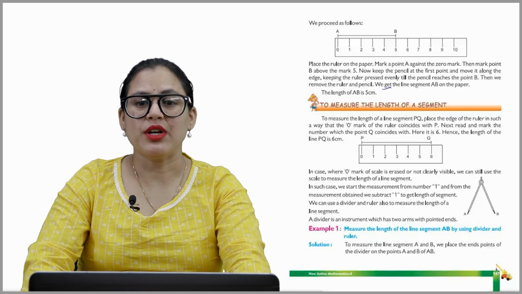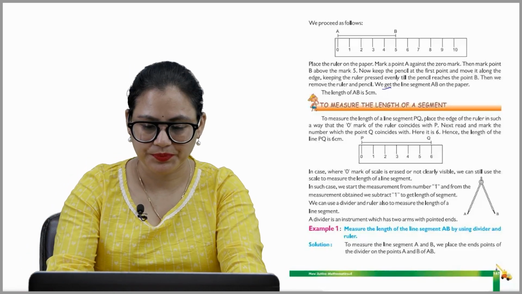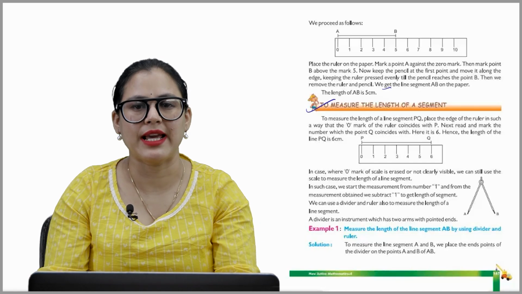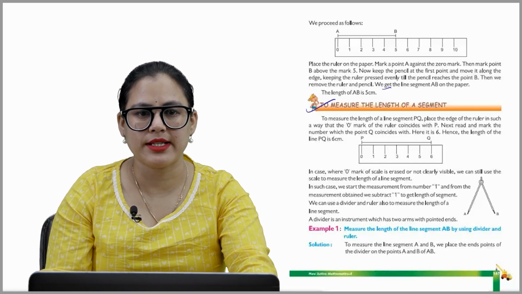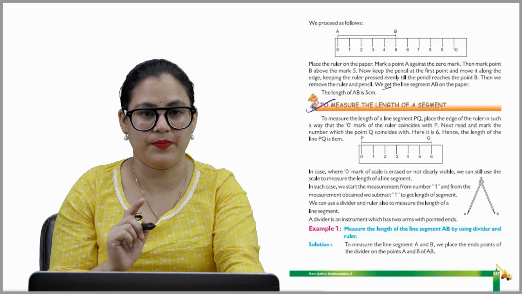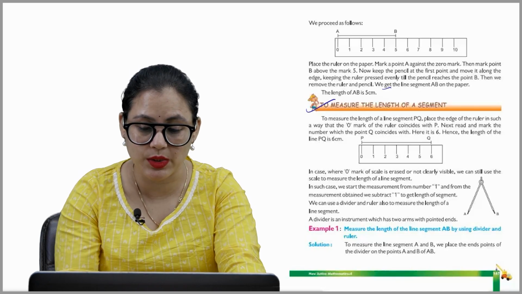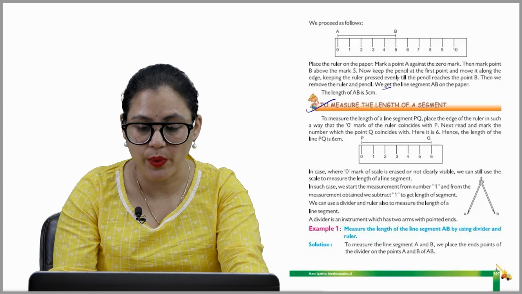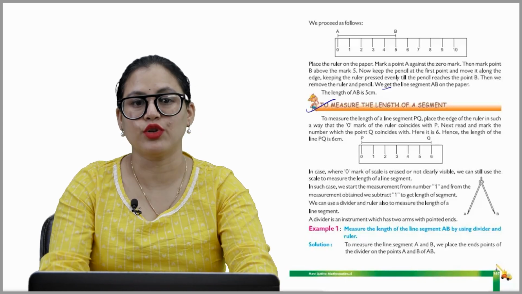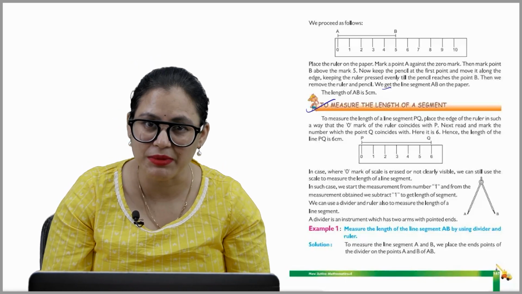Okay. To measure the length of a line segment PQ, place the edge of the ruler in such a way that 0 mark of the ruler coincides with P. Next, read and mark the number with which the point Q coincides. Here it is 6, hence the length of the line PQ is 6 centimeter.